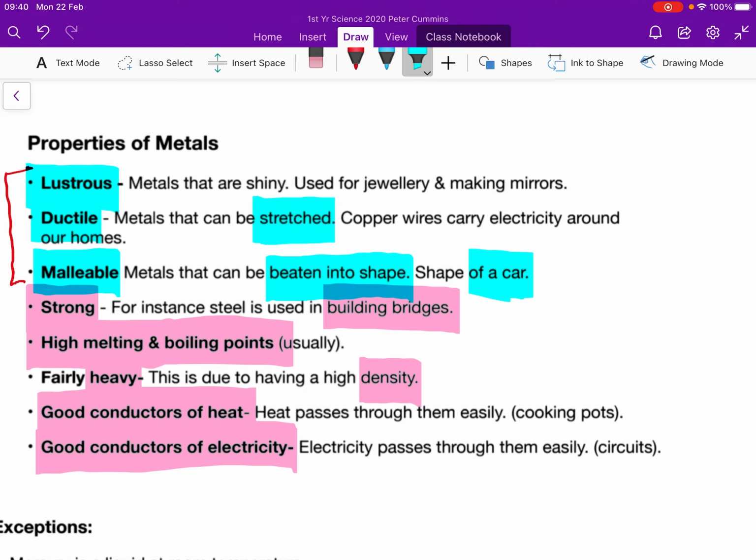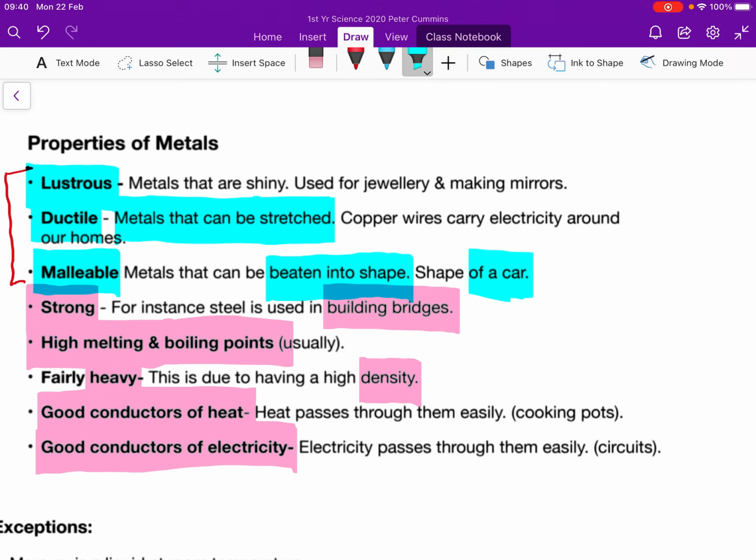So you can stretch a bar or a rod into a wire. So things like your charger for your phone, it's a really thin piece of copper surrounded by rubber. And so what's happened there is they had a piece of copper and they pulled, and the metal was stretched into that thin wire. So that's what ductile means. Ductile means it can be stretched.